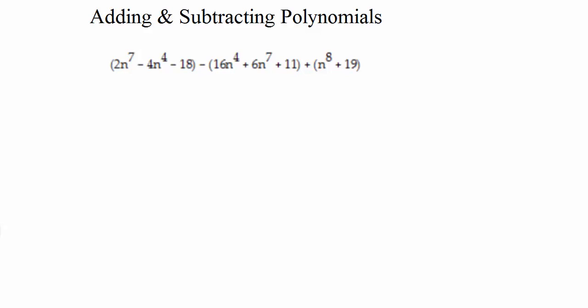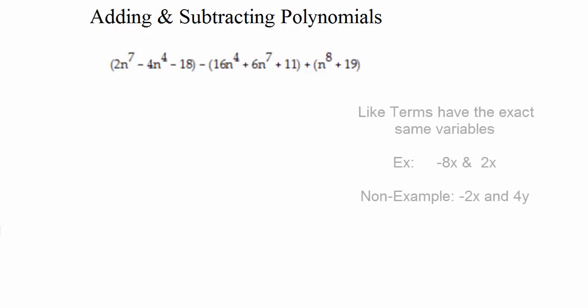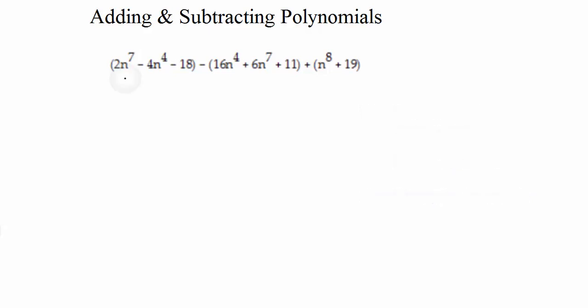Okay, so this video is going to cover adding and subtracting polynomials. What we need to know in order to do this problem is how to combine like terms. Remember, like terms have the exact same variables, and that means exactly the same. For example, in this problem, an n to the 7th would match up with an n to the 7th.